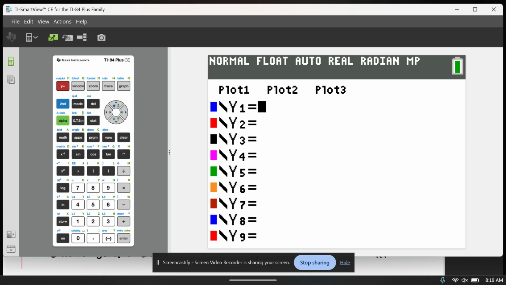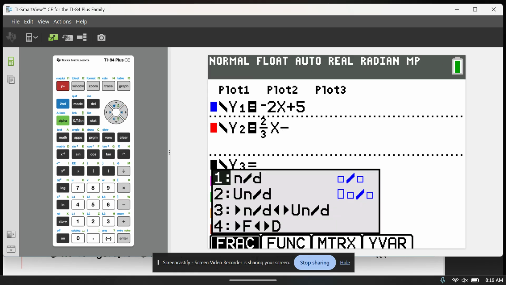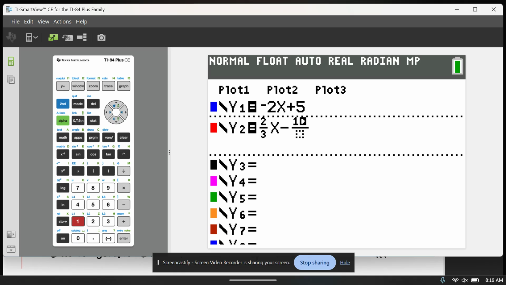So I got negative 2x plus 5. And then I have 2/3 x minus 1/3. So fraction button, 2/3. So that, get out of there. X minus fraction button, 1/3. And then I'm just going to hit graph.